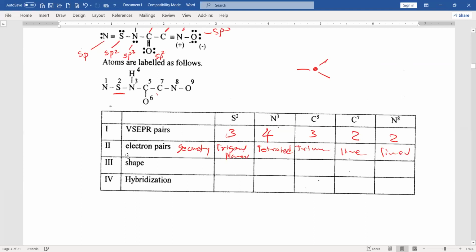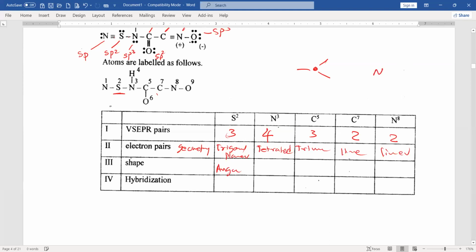Then the shape around that. How can you get the shape? If there are no lone pairs on that atom, the shape and the electron pair geometry are the same. If we have lone pairs, then it may be different. So when we consider this sulfur, we have two bond pairs and 1 lone pair. 2 bond pairs and 1 lone pair means it is angular. Like this.